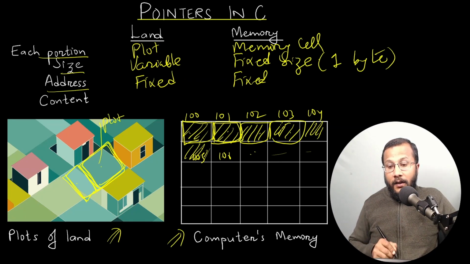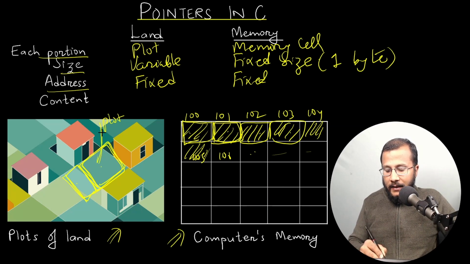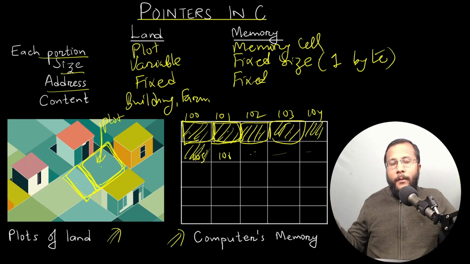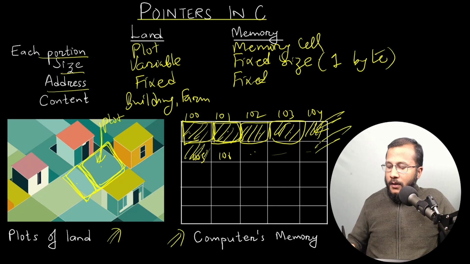What is the content of the land? What can you have inside this plot? That is the content. You can have a building, your farm, your house. You can build so many different structures in that plot. Similarly, what can you have inside these boxes in the memory cell? The values.